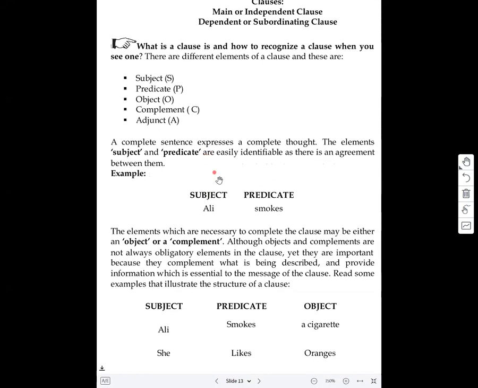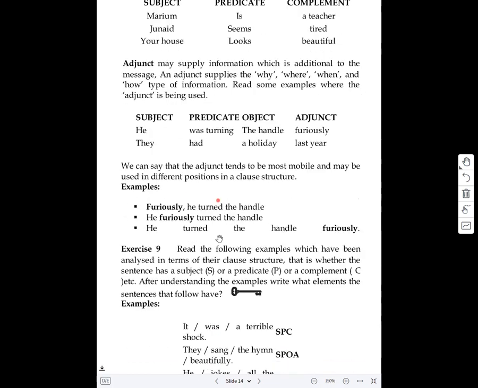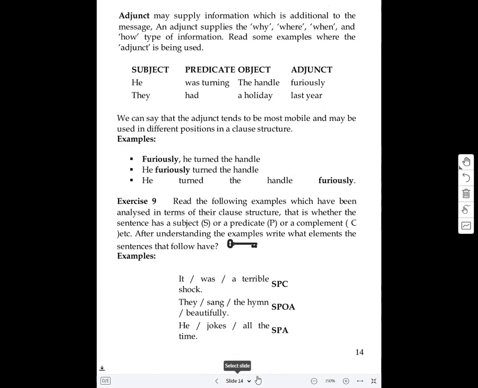There are different elements of a clause, and these are subject, predicate, object, complement, and adjunct. A complete sentence expresses a complete thought. The elements, subject and predicate, are easily identifiable as there is an agreement between them. For example, Ali smokes. Ali is smoking. Ali is the subject and the rest of the sentence which has the verb is the predicate. Okay, this is the concept of subject and predicate, which you already know.